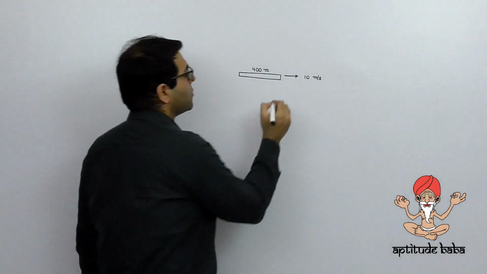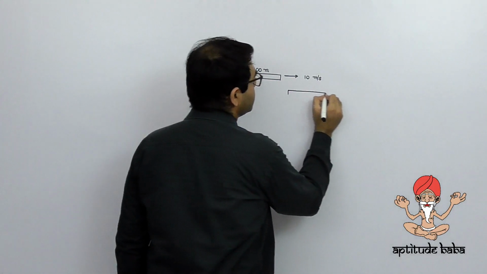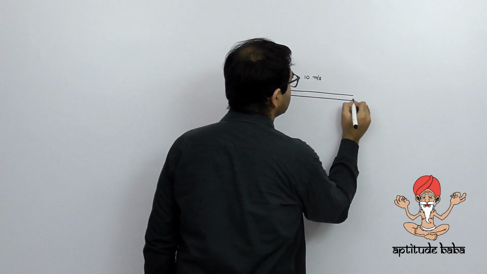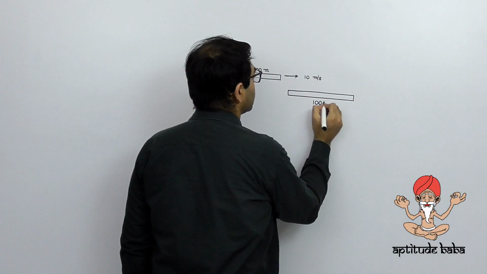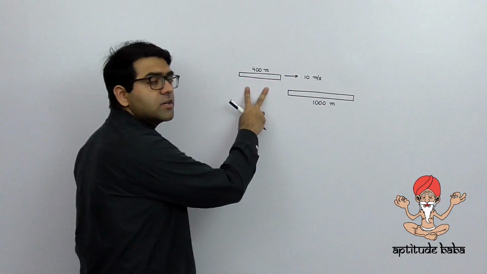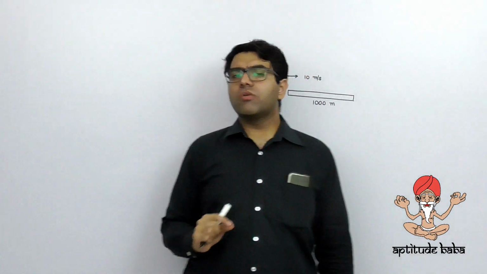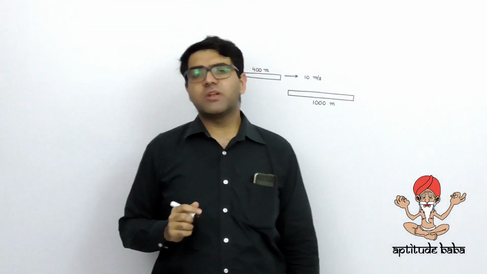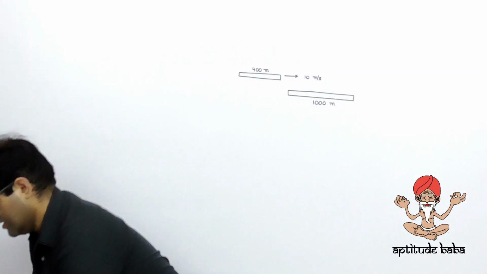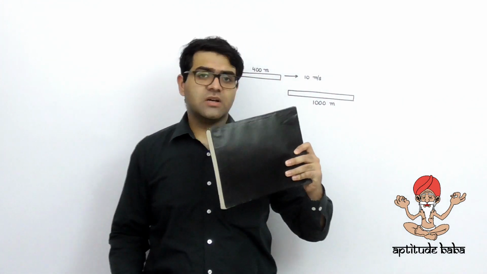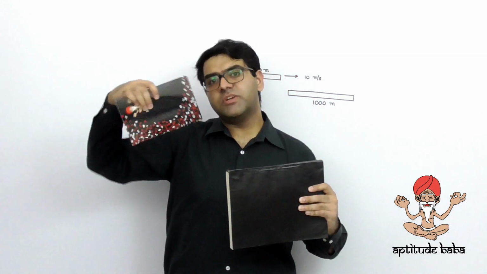Next to this train, we have got a platform. Let's say the length of the platform has been given to me as 1000 meters. So this 400 meter long train has to cross this platform. My question is, how long will it take for this train to cross this platform? Let us understand the situation using props. So let us say the book that I have with me represents the platform. So this length is 1000 meters and the notebook that I have here represents the incoming train.